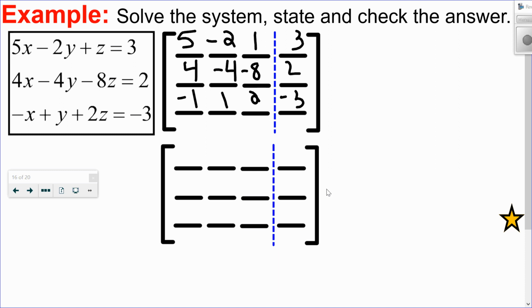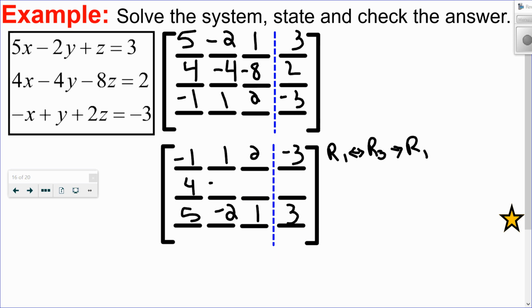So what I'm going to do is I am going to interchange row 1 and row 3, putting it onto row 1. So this will be my new row 1. This will be my new row 3.